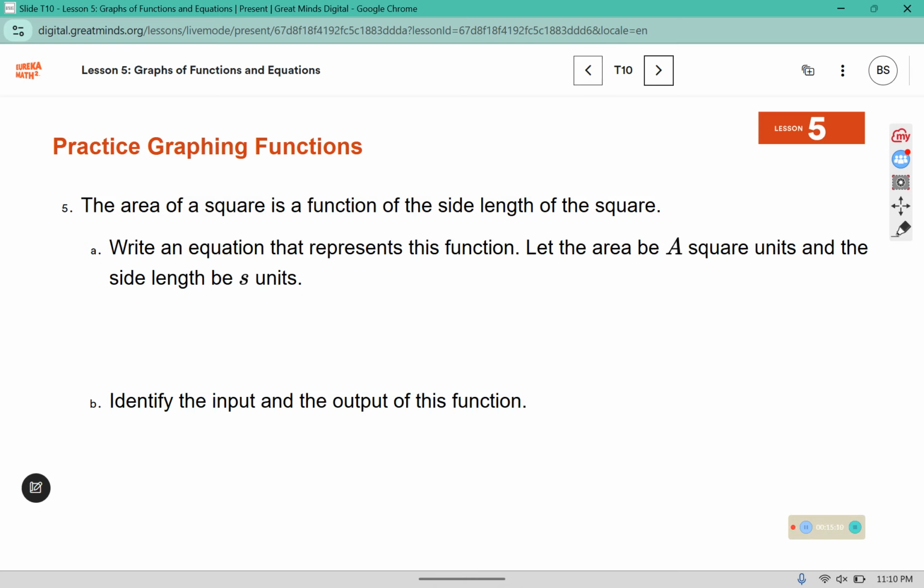The area of a square is a function of the side length of the square. Write an equation that represents this function. Let A be the area of a square, let the area be A square units and the side length be S units. Well, that would be S times S, or we can write it as A equals S squared.